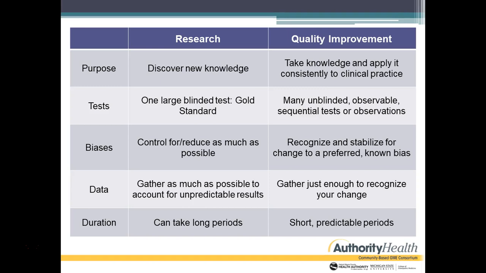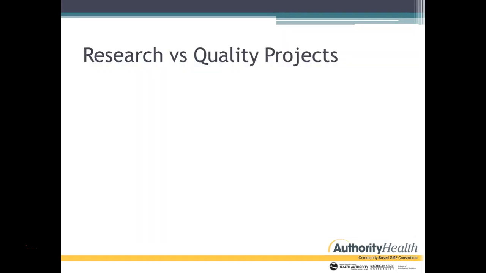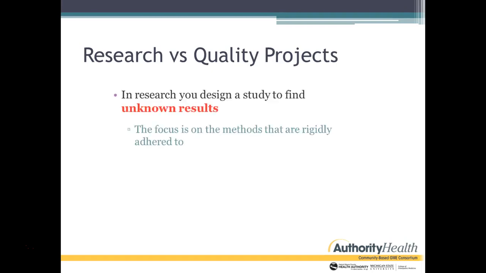Research, you don't want any bias, you control for it. Quality improvement, you recognize it and you stabilize for change to a preferred known bias. Data, you're gathering as much as you can in research. QI, you're gathering just enough to recognize if your change is effective or not, and then you will tweak it. Duration, research obviously can take up to years and years. Quality improvement are short, predictable periods. The PDSA cycles are usually at the most 3 to 6 months, but you might start looking at it after just a few weeks. So not a long time like research necessarily.